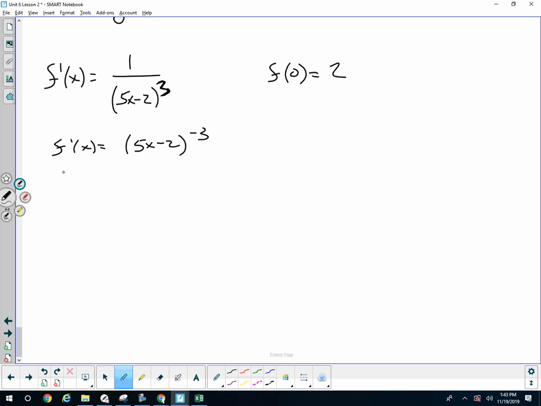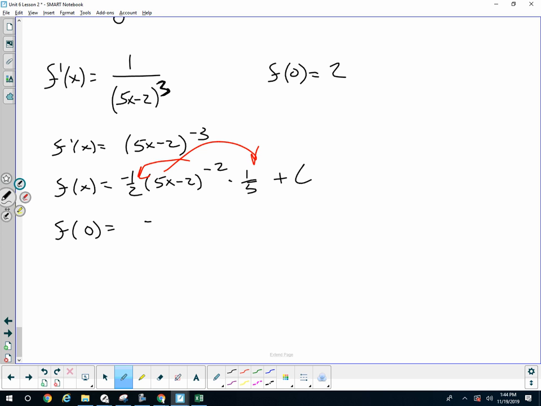Okay. I would add 1 to my power, multiply by the reciprocal, and multiply by the reciprocal of the coefficient of x. I need this 1/2 from the negative 2 and a 1/5 coming from that 5x minus 2. Just going to finish this problem off, if you don't mind. F of 0 is negative 1 over 2, negative 2 squared times 1/5 plus c is equal to 2. This is 4 times 2, which is 8, times 5, which is 40. Yikes, but whatever. Negative 1 over 40 plus c equals 2, which is 80 40ths. Add a 40th, c is 81 40ths.